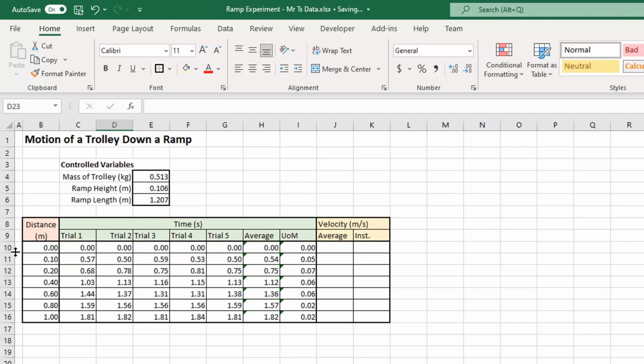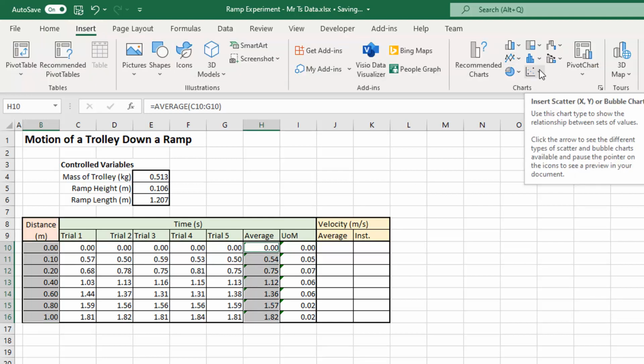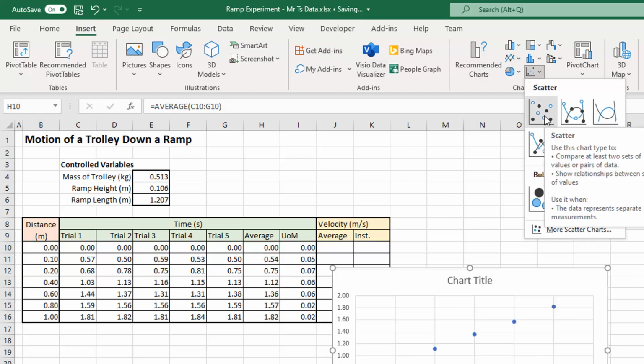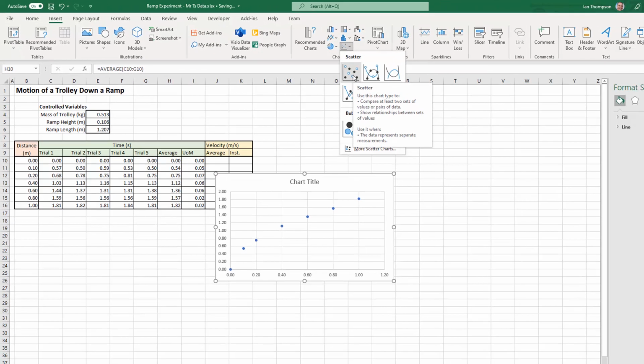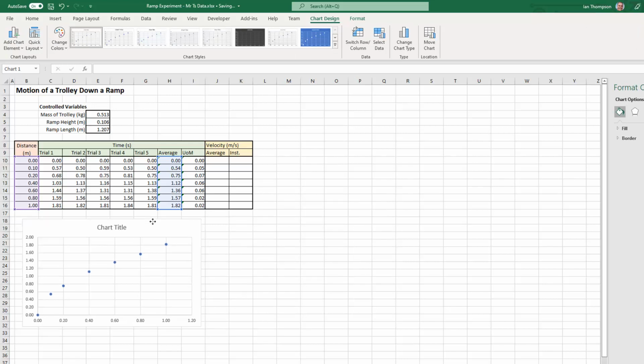So how do we do that? Okay, so first we select the displacements or the distances there, and then we hold down Control and we select all the averages. Okay, and then we're going to insert a graph. So insert, we'll come over here, choose an XY scatter plot, like that. And I'm just going to choose the first one like that. Okay, and I'm going to bring that one down here.